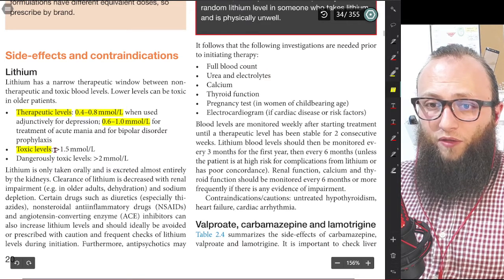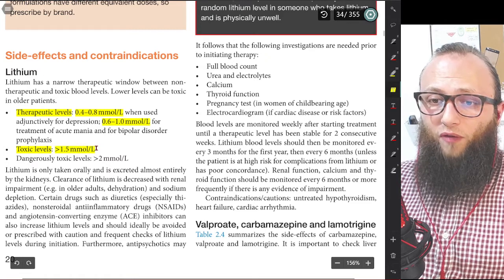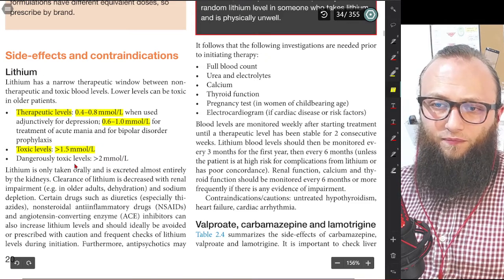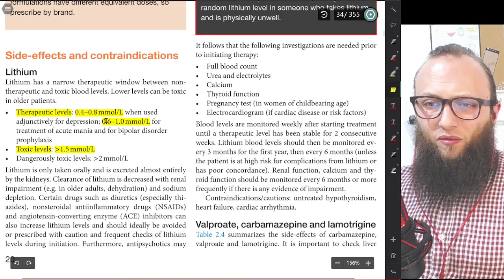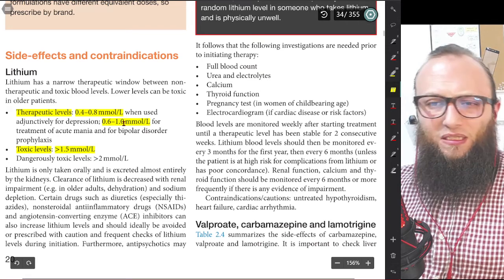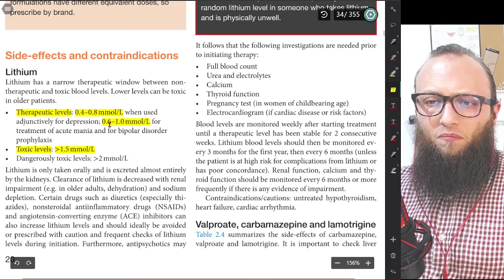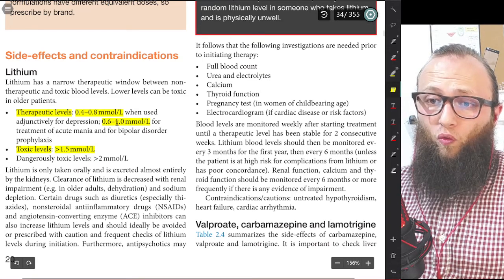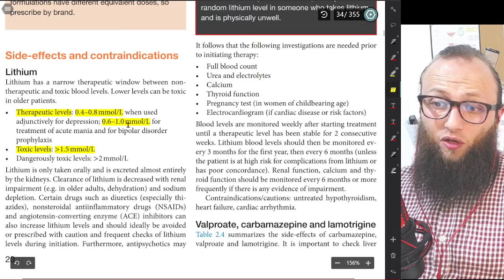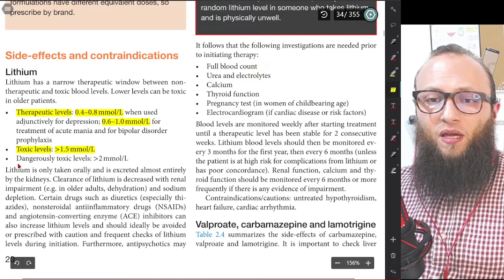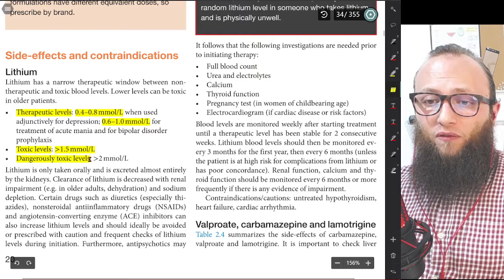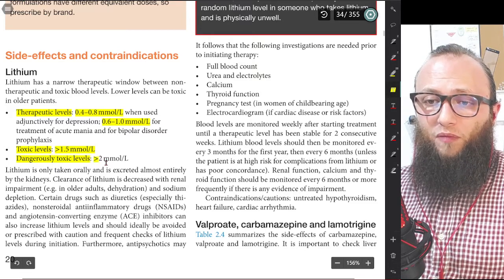And we have the toxic level, more than 1.5 millimole per liter. Sometimes they say the therapeutic level is from 0.6 to 1.2, as I know. Anyways, a dangerously toxic level of more than 2 would be lethal.